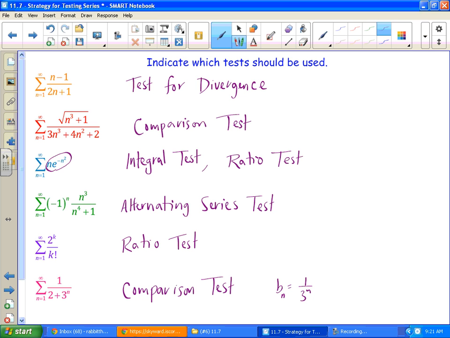Now this isn't what your homework is. Your homework's not just saying to name them. You actually have to do them. But we've done all of these, so theoretically we should be able to do them. They're all ones that are similar to what you've done. So, any questions on why we chose these tests?